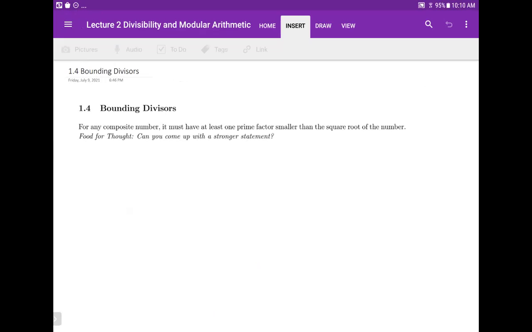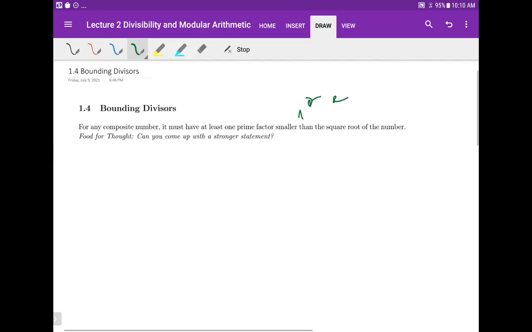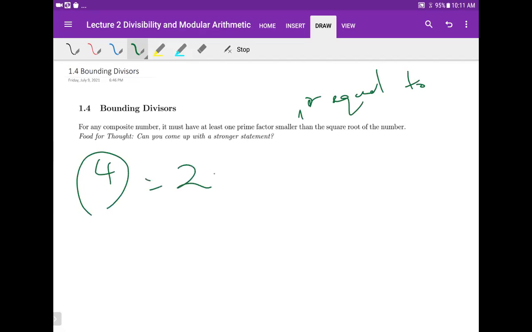So how do we go about thinking about this? Well, let's just say at least one prime factor less than or equal to, right? So for example, consider the number 4. Well, 4 would be equal to 2 times 2, and then these prime factors are equal to the square root of the number.